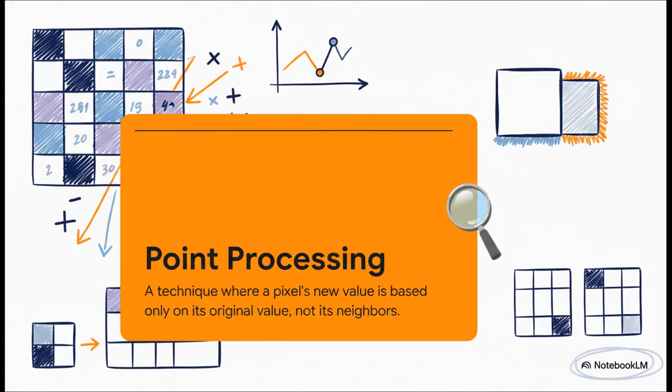To fix this, we can use a really simple but incredibly powerful trick called point processing. It's basically a one-to-one deal. We look at a single pixel, check its original number, and run it through a formula to give it a brand new one. It's a solo mission for each pixel. We don't care at all what its neighbors are doing.